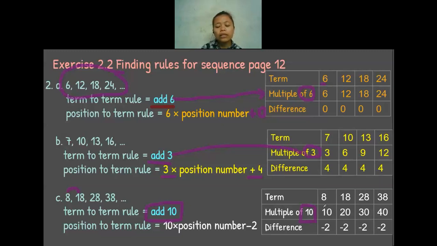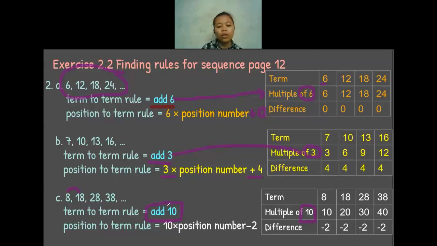And then for finding the difference, 8 minus 10 will be negative 2. 18 minus 20, negative 2. 28 minus 30 will be negative 2. 38 minus 40 will be negative 2. That's why for the position to term rule, it will be 10 times position number minus 2.